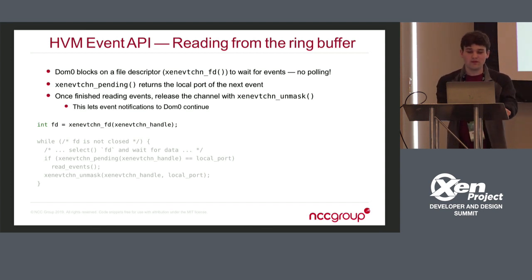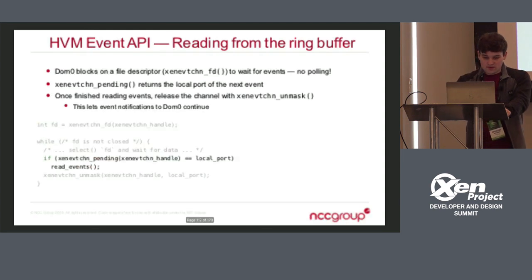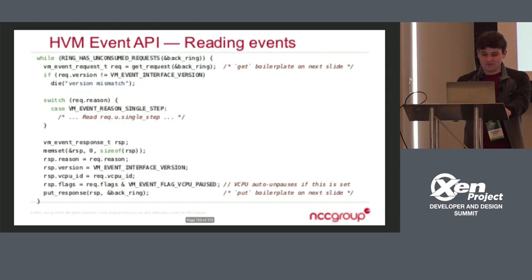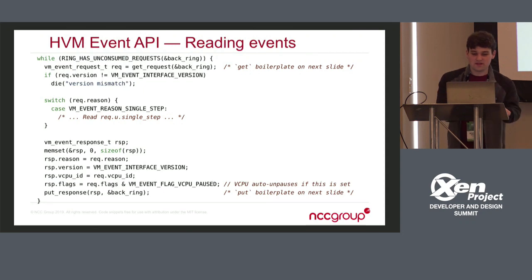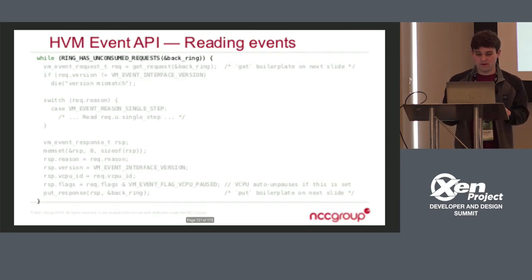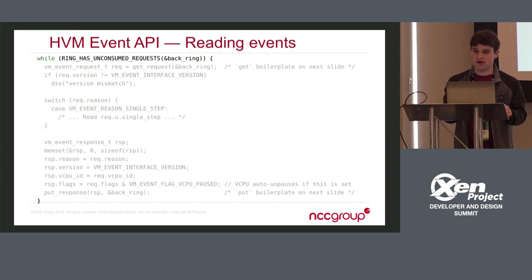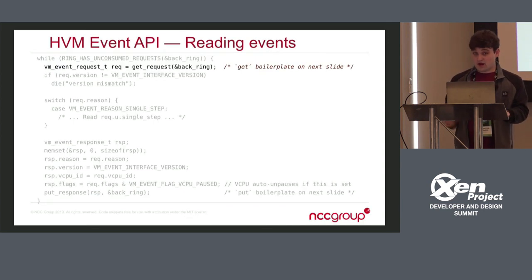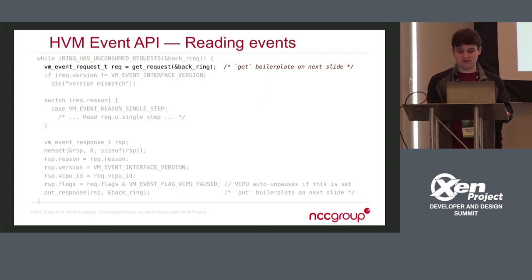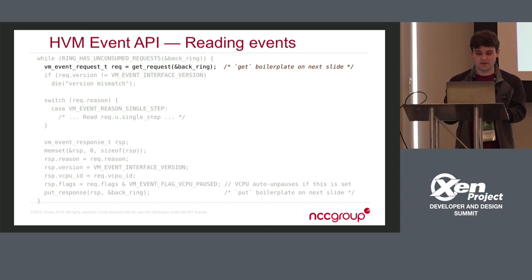So, I should have highlighted those on the way. That's all right. Okay, so to read events, basically you do it in a loop around this macro RING_HAS_UNCONSUMED_REQUESTS, and you pass it a pointer to that back ring value that we set up in the early init code. And basically you get a request off the ring buffer, which is just sort of pointer manipulation and macro boilerplate that I have on a slide that's coming up.